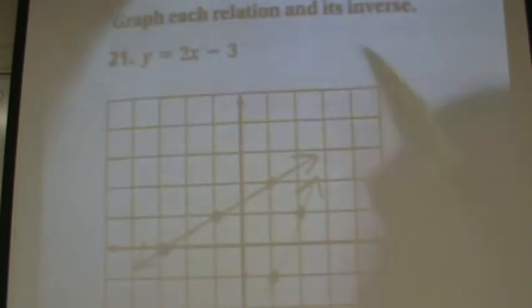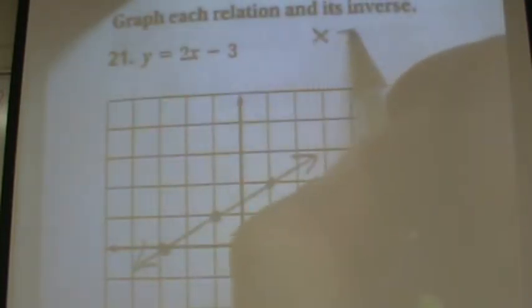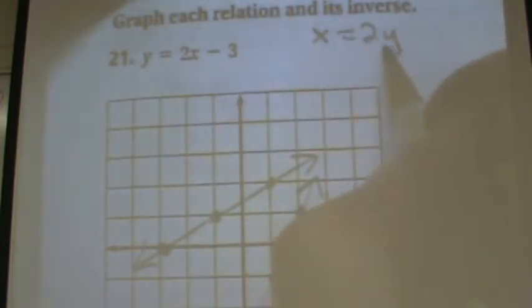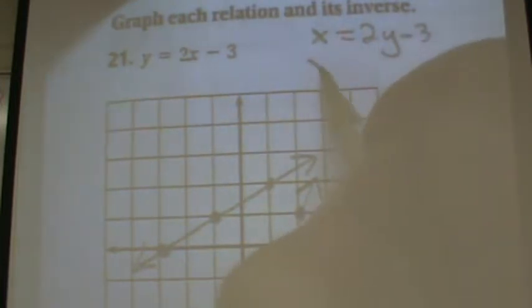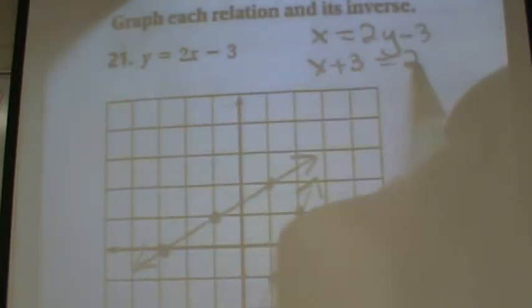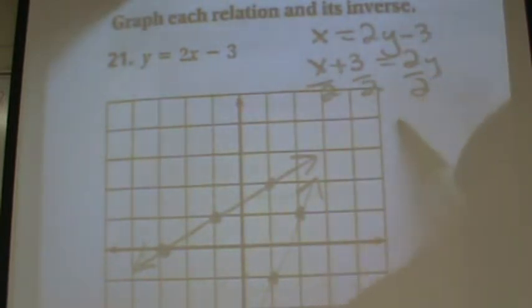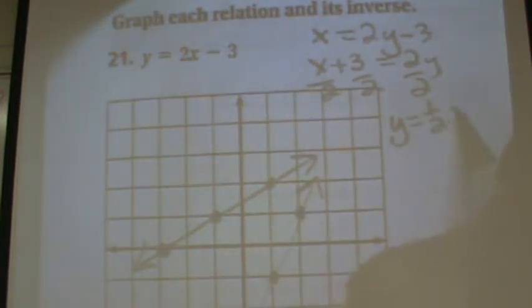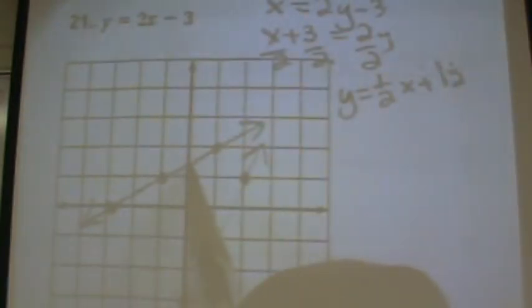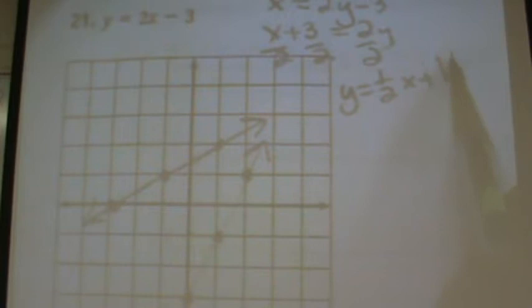The other way you could have done it was rewrite this and then graph it. You might find out that your y-intercept, if you were to write x equals 2y minus 3, you would add 3 and divide by 2. Everybody check this out. Your equation is y equals 1/2 x plus 3/2. And does that make sense if you get it 1/2? Sure does.